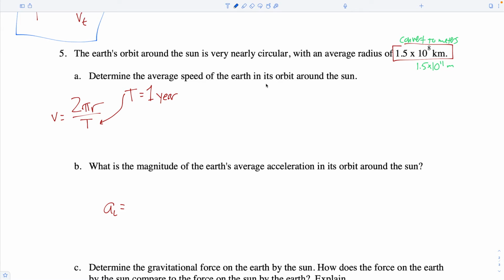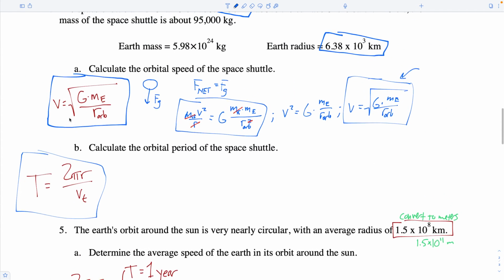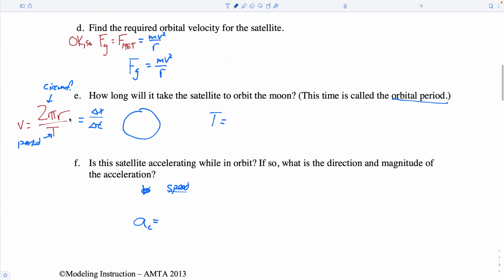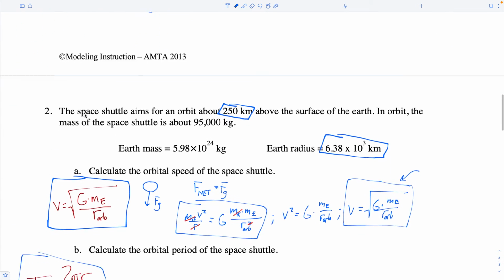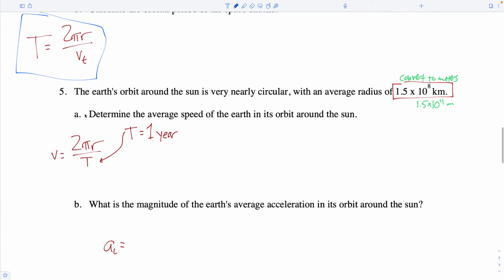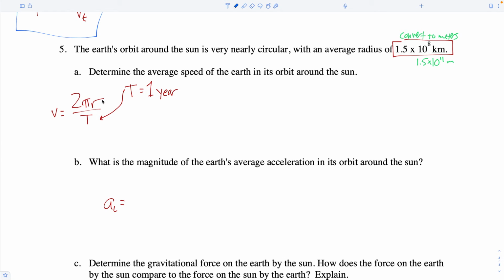Okay, 5a. Determine the average speed of the Earth in its orbit around the sun. In this case, you're going to use this equation. If you're not sure where this equation comes from, I explained it in 1e, so go listen to that if you have skipped to here. Basically, take the circumference of the Earth's orbit and divide it by the period of the Earth's orbit. And just a hint, the period of the Earth's orbit is 1 year.